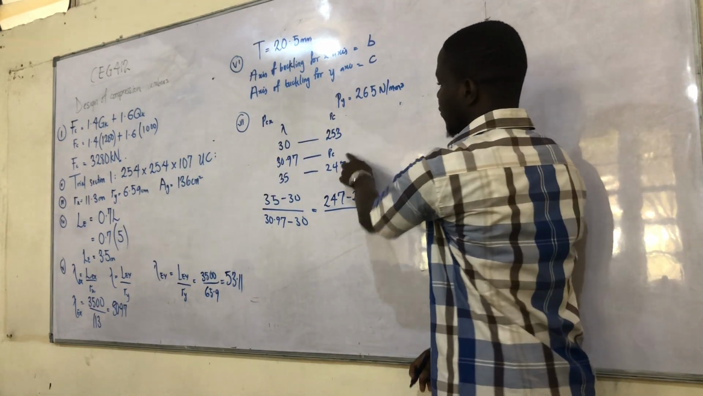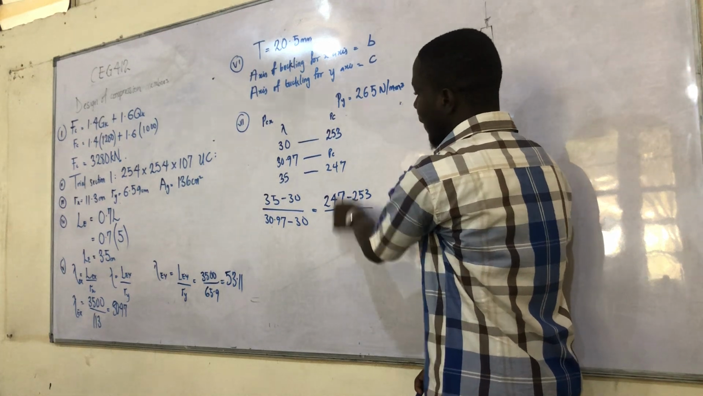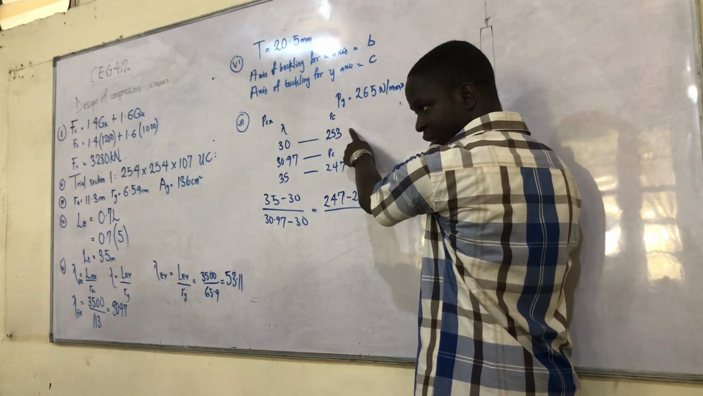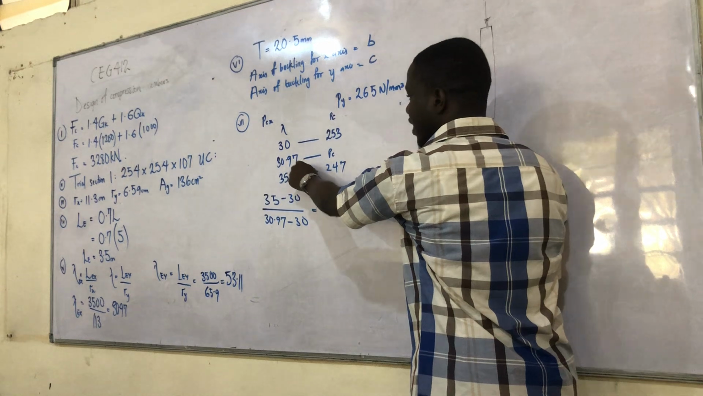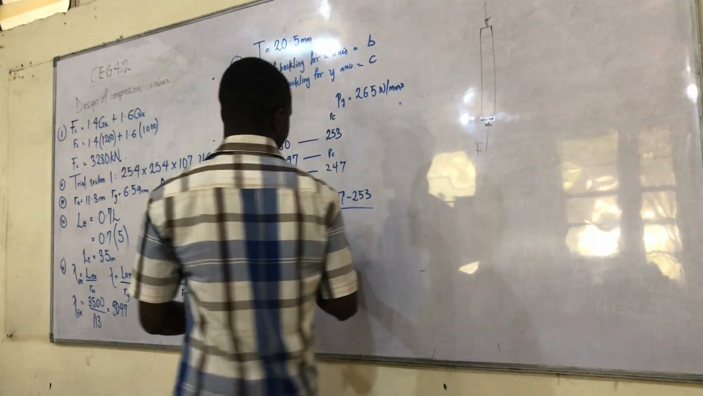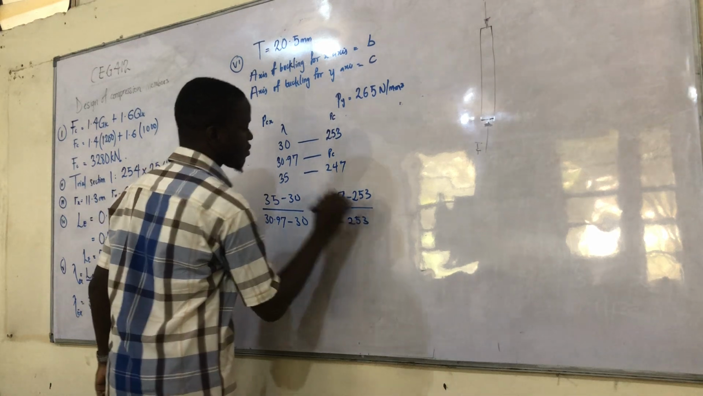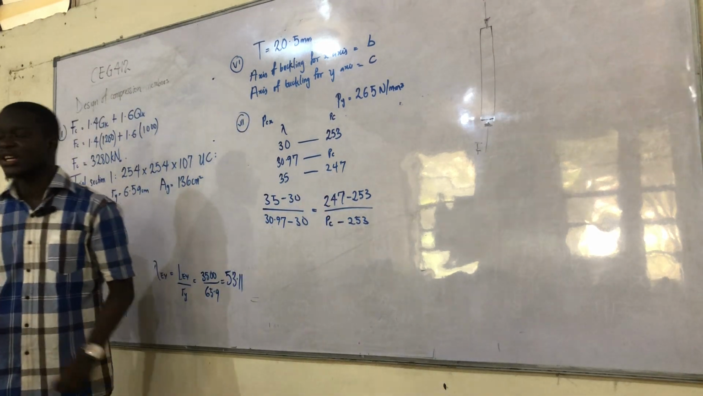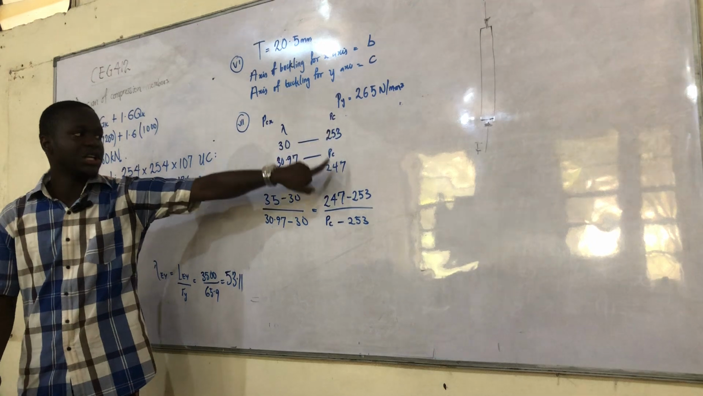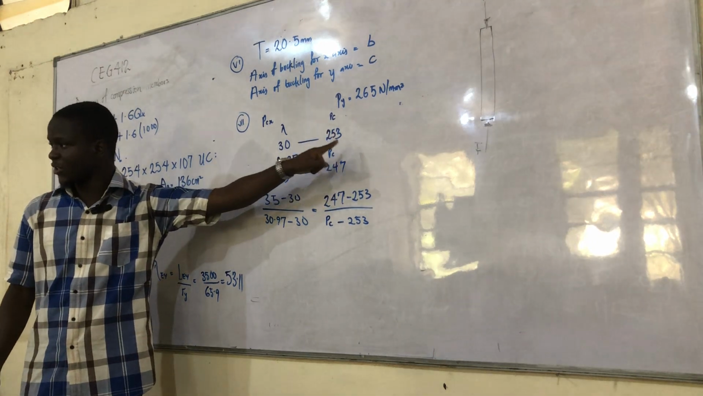So for the denominator it will be what? PC minus what? 253. Because what I did here is 30.97 minus 30. So what will your PC be? If you want to know your correct answer, it should be within this range. It should be within 247 to 253.